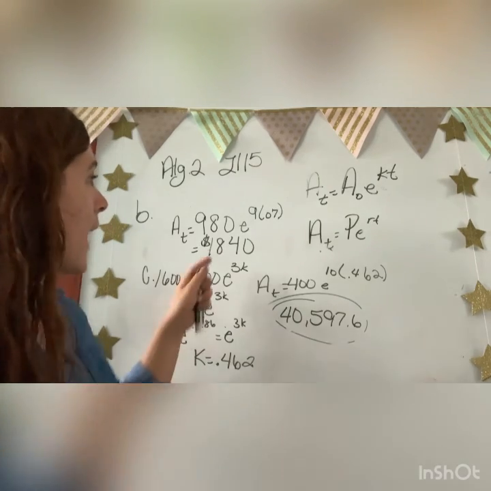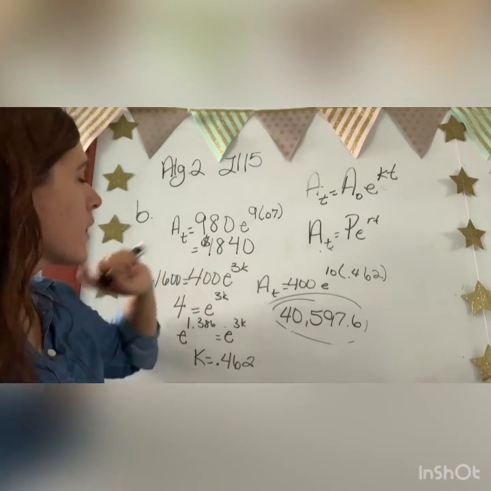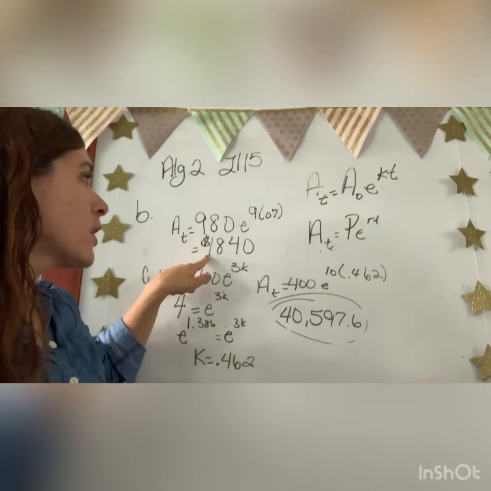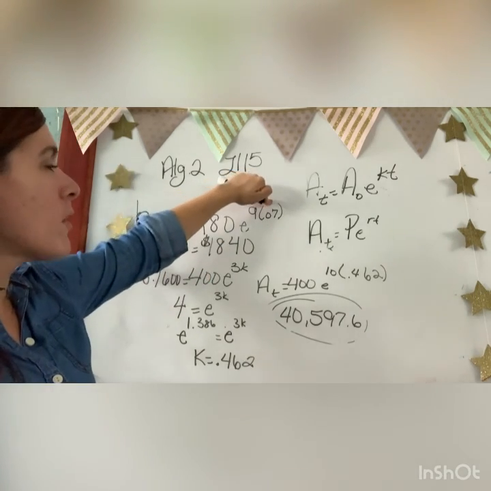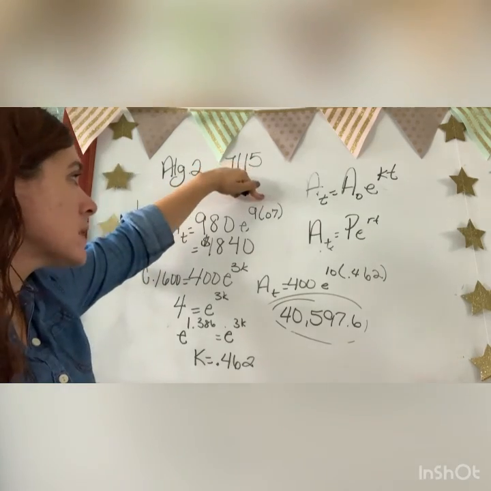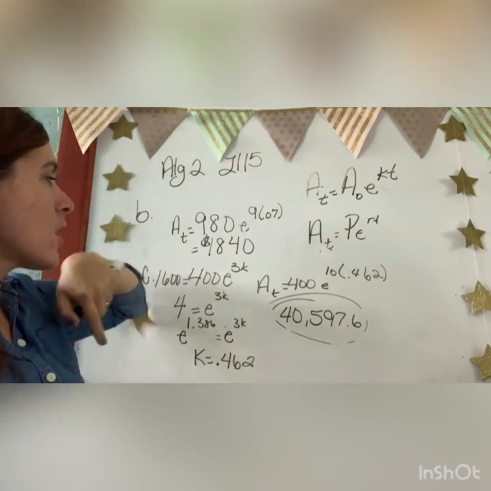Okay, here we go for letter A. We already did letter A. Now B: 1,840 because it's 980 times e to the 9 years times 7% interest. You just put that in your calculator, you get 1,840.